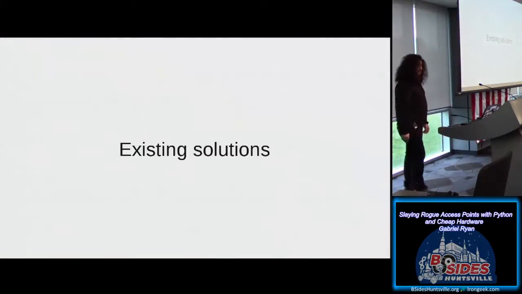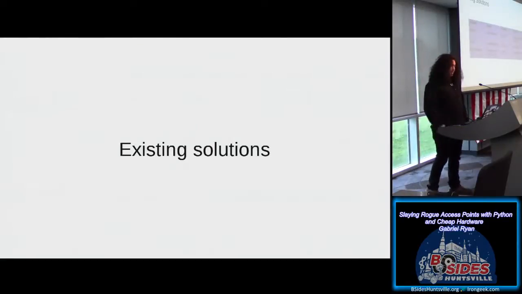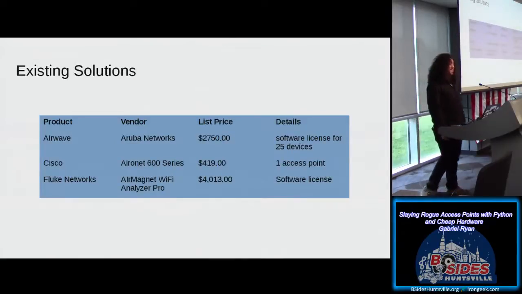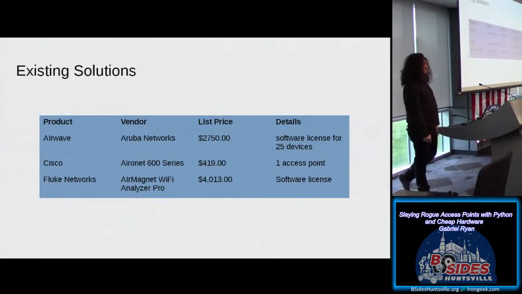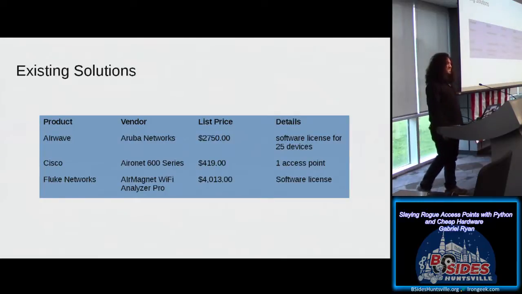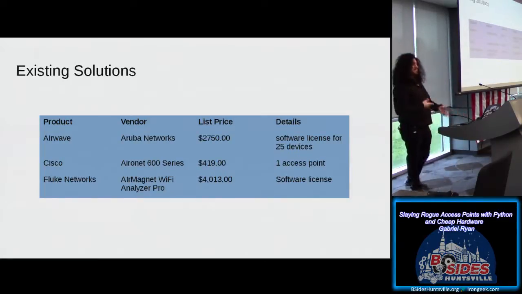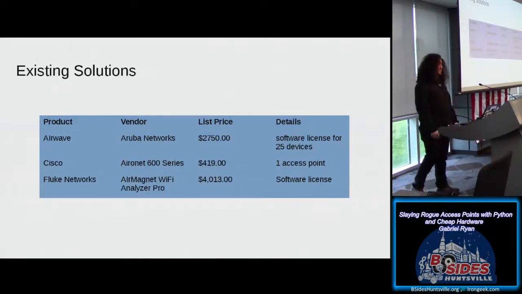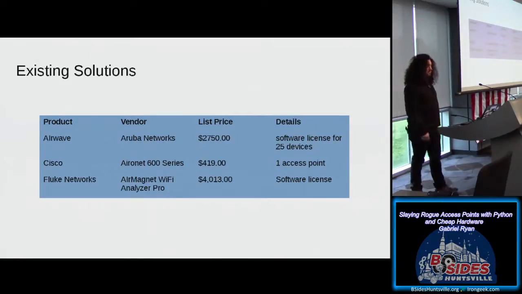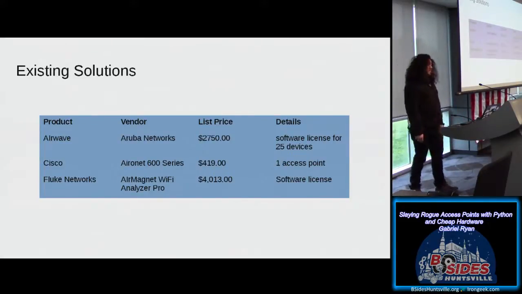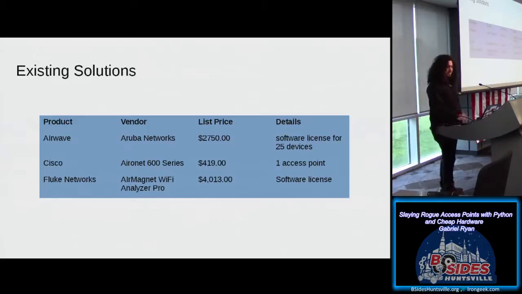So what are some existing solutions to rogue AP protection? I mean, there are some good ones out there. There is Airwave, made by a company called Aruba Networks, and the list price is $2,750 for a software license for 25 devices. So that's a lot of money. You also have the Cisco 600 series wireless access point. Purportedly it can detect this stuff and do something about it. $419 a unit. Of course, you can negotiate these down and buy in bulk and what have you. Fluke Networks has the AirMagnet Wi-Fi Analyzer Pro. List price is just over $4,000 for a software license. It's kind of insane, but it's a good piece of software, right?